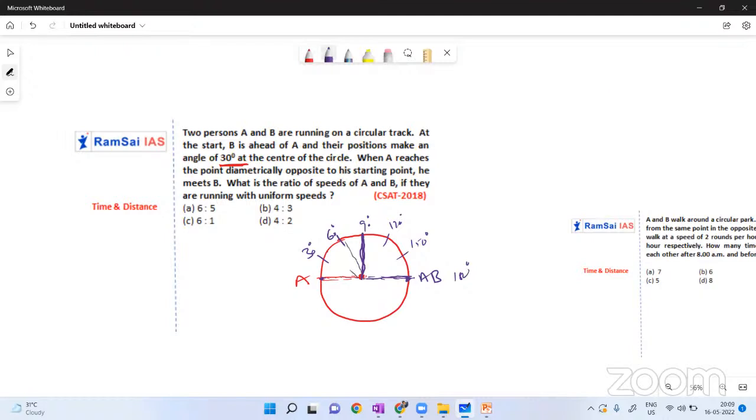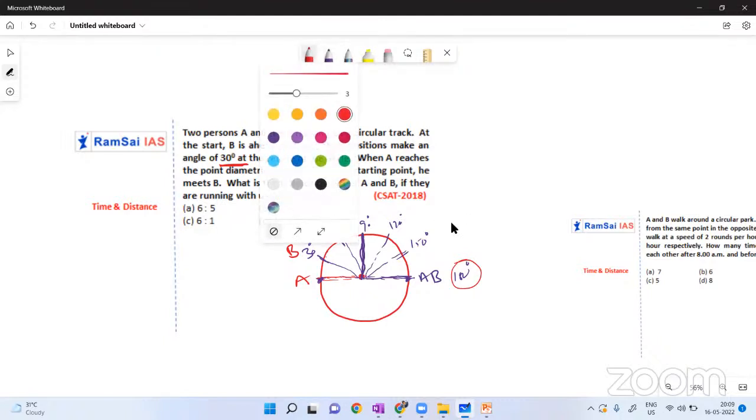Now, initially, when A is at this point, B is at 30 degrees. And they said they met each other at 180 degrees. So what they are asking is the ratio of speeds of A and B. Imagine here I divided it into total how many parts? Total 1, 2, 3, 4, 5, 6 parts. So in those 6 parts, A traveled how much distance? I'll go with green color.